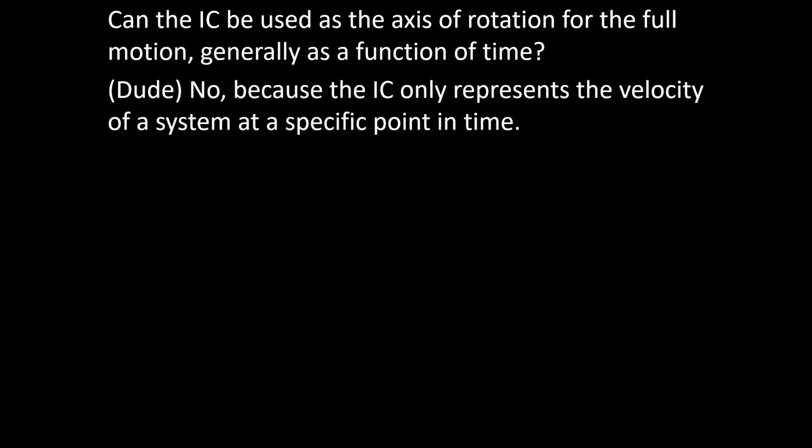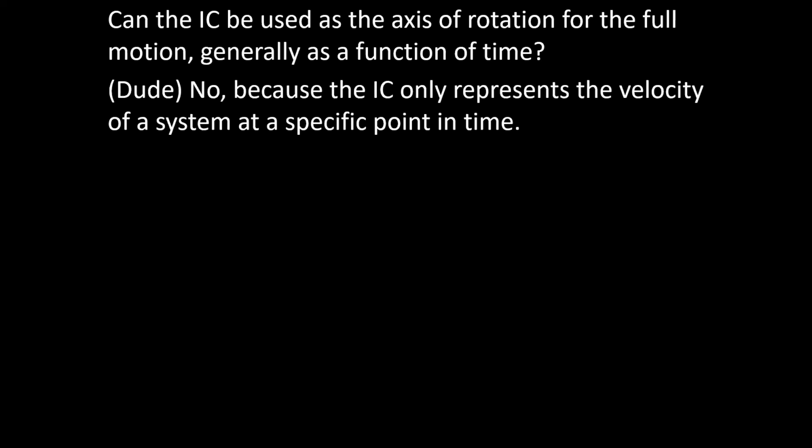All right. Can the IC be used as the axis of rotation for the full motion, generally as a function of time? This is a question probably not explicitly answered in your book, but it's implied heavily. And the answer is no. The reason, as this person says, is because the IC only represents the velocity of a system at a specific point in time. That's right. So the IC is the instantaneous center of zero velocity. You can't use that same point as the axis of rotation in general going forward.